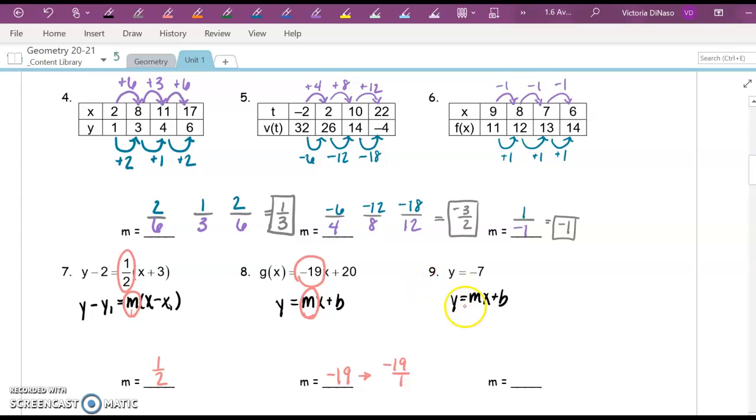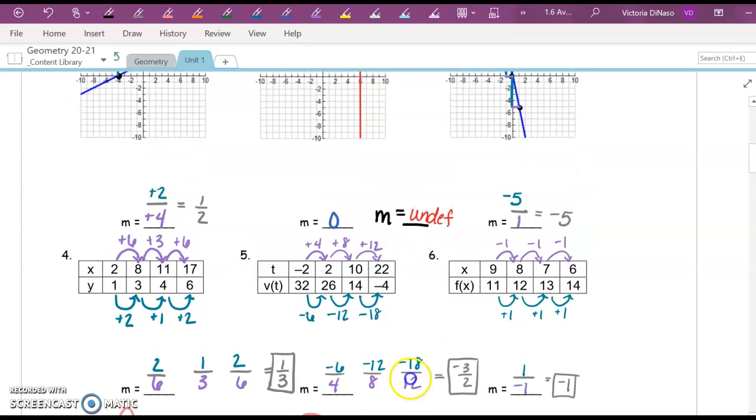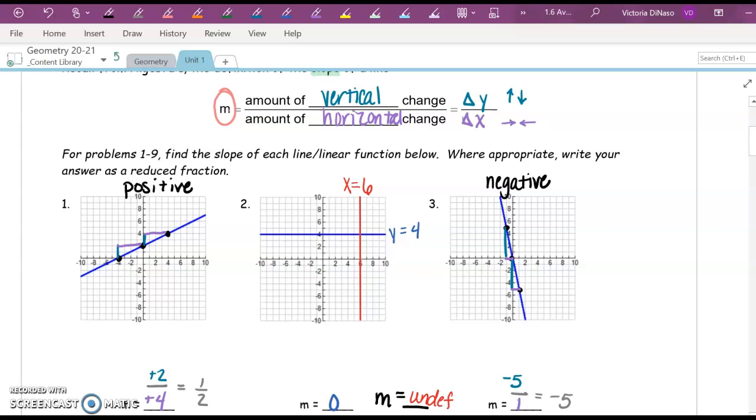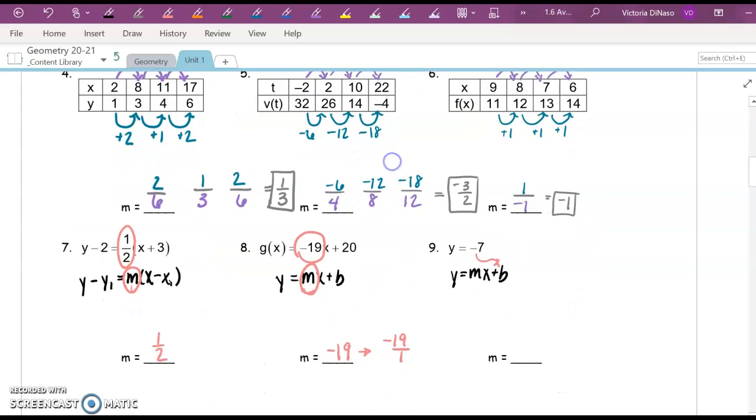And then finally, in number 9, this -7 is actually in the b position. If you look back up at number 2, it was y equals 4 and the slope was 0. So we have y equals -7, which means that the slope would also be 0, because we have y equals 0x minus 7. So negative 7 goes to the b. There's a 0 next to the x because 0 times x would be 0.